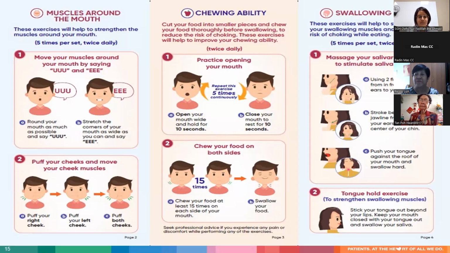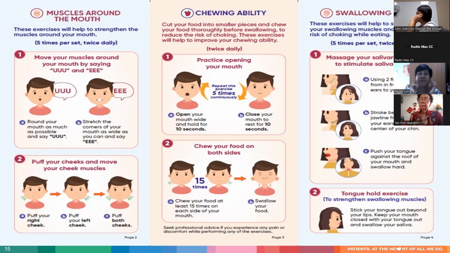So the next one is your swallowing ability. This exercise will help to strengthen your swallowing muscles and reduce the risk of choking while eating. Each exercise you have to do about 5 times per set and twice daily. The first one is to massage your salivary gland to stimulate the saliva flow. Use 2 fingers to stroke from in front of your ear. If you cannot see because you cannot see my ear, you can see my colleague on the screen. You can use 2 fingers to stroke from in front of your ear to your cheek 5 times.